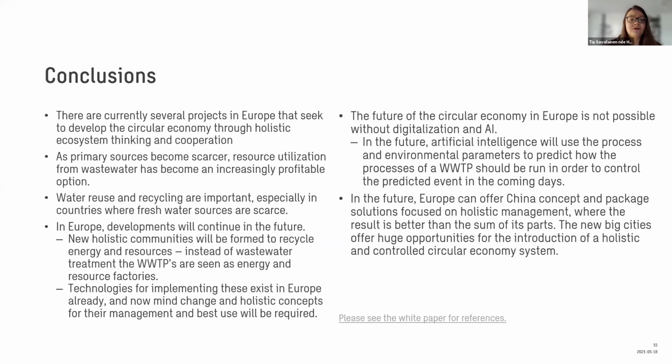In the future, Europe can offer China concept and package solutions focused on holistic management, where the result is better than the sum of its parts. The new big cities offer huge opportunities for the introduction of a holistic and controlled circular economy system.